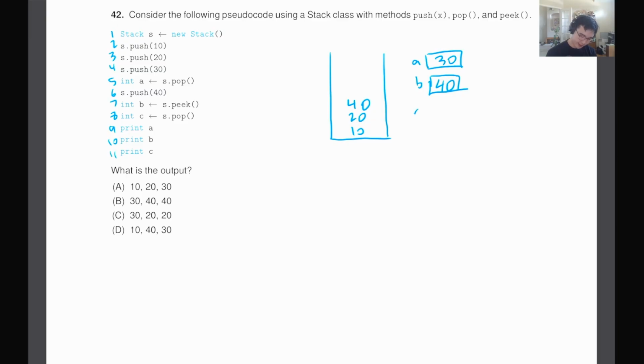Line 8. Now I'm going to go ahead and pop the value off the top from the stack. So we pop it off, grab that 40, and we pop it off into C. So now we print A, B, C. So it should be 30, 40, 40. All right, that is a stack. And remember, a stack is the last number in is the first number out. And you should know the difference between a peek and a pop. Peek, you're just looking, not taking. Pop, you take. All right, that was question 42.